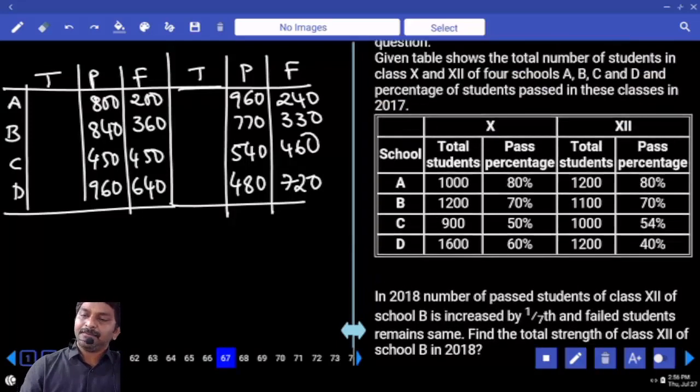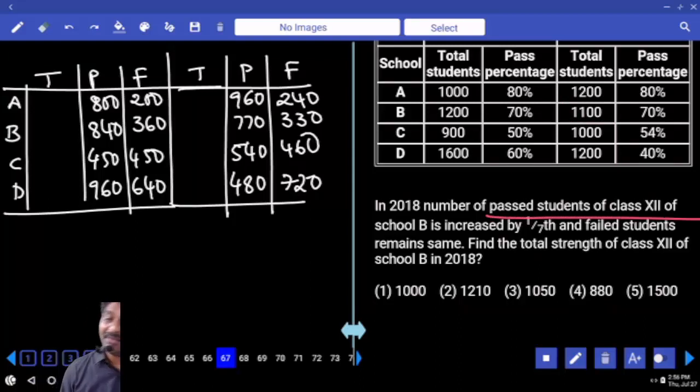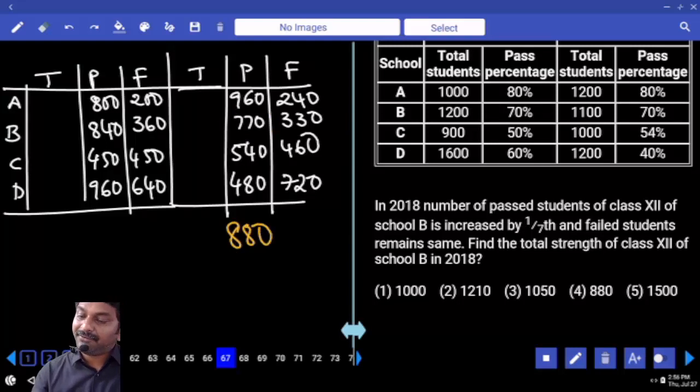In 2018, number of students of 12th class of B increased by 1/7. Pass candidates in 12th class B increased by 1/7. 1/7 increase of this number, that is 110 increase, right? Then it becomes 880. And failed students remains the same, which is 330.